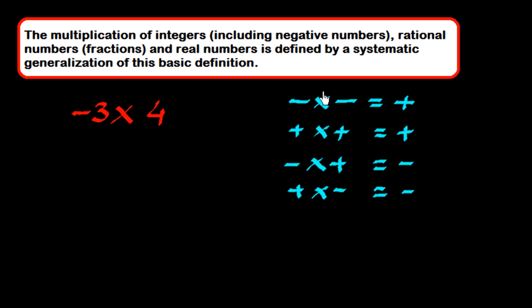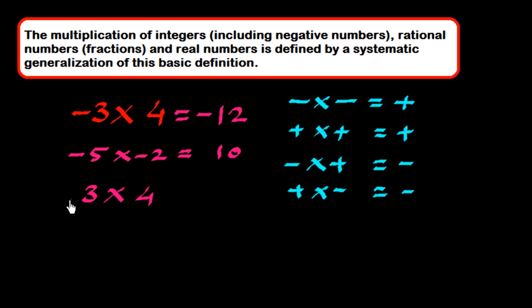So we get minus into plus is minus, so 3, 4 times is 12, minus 12. In this way you could write this. If you have to multiply minus 5 into minus 2, both the signs are the same, so we get the positive sign: minus, minus, plus. So we get the positive sign here, and 5, 2 times, which is 10. Similarly, if we have to multiply 3 into 4, both having the same plus sign, we get 4 into 3, which is 12.